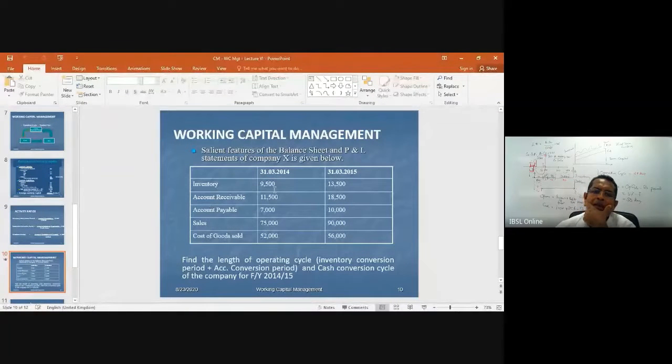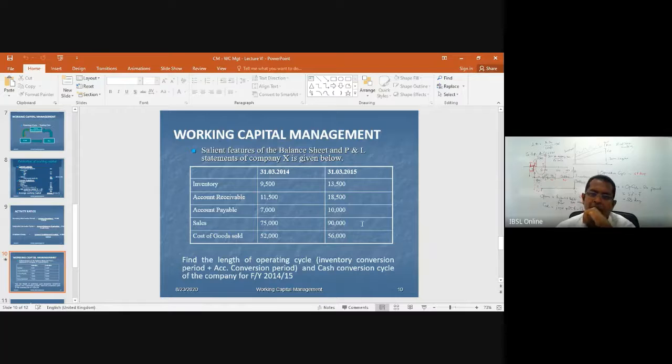You have inventory. First year it is 9,500. Second year it is 13,500. Account receivables, which is the debtors, 11,500 and 18,500. Account payable, which is the creditors, 7,000 to 10,000. Sales, 75 to 100. The sales you have to consider entirety of sales as credit sales, right? Cost of goods sold, 52,000 to 56,000, right?